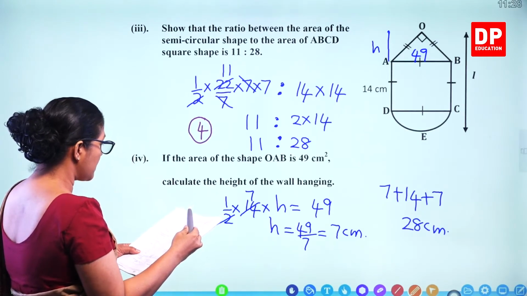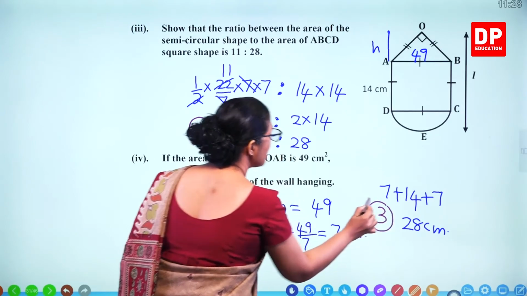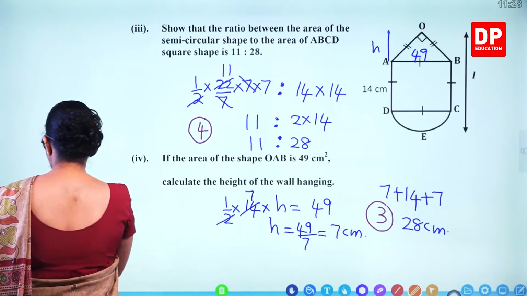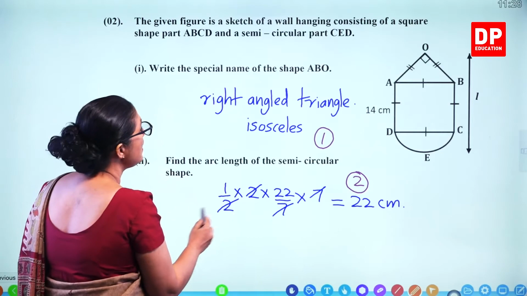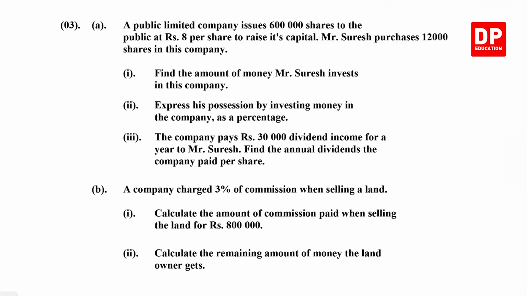Finding height as 7 and then add everything. So you get 3 marks for everything. So 7 and 3, 10 marks for the whole question. Let's do question number 3.